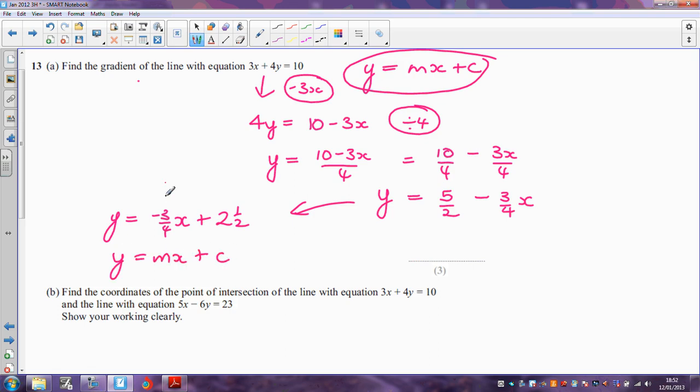The gradient is the number of x's. In this case, the gradient is minus 3/4 because we have minus 3/4 x. Don't put an x here. The gradient is minus 3/4.